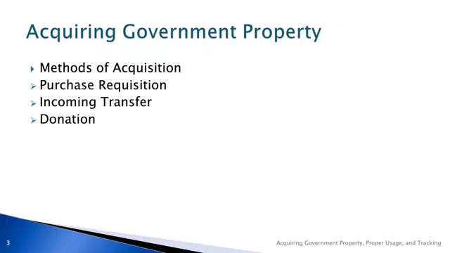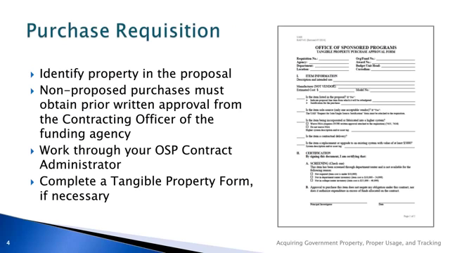There are 3 methods of acquisition concerning government property: procurement through a purchase requisition, government furnished property via transfer document, and donation from the funding agency. When equipment or materials are to be procured through a purchase requisition, it is preferred that the property be identified in the proposal. Doing this secures the necessary approvals ahead of time and expedites the purchase order process later on.